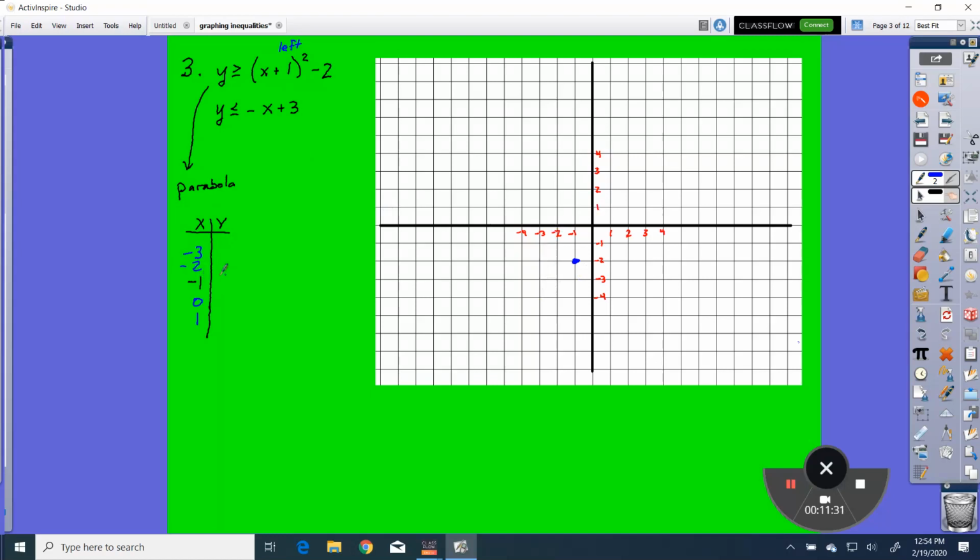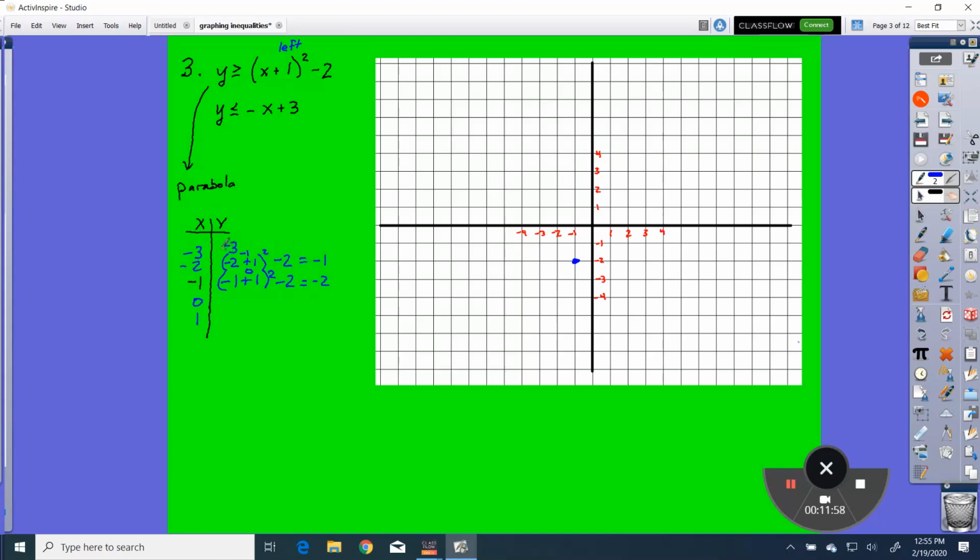So when I plug -1 in for x, -1 plus 1 squared minus 2. 0 is what -1 plus 1 is. 0 squared is 0, minus 2 is -2. Now I plug -2 in there. -2 plus 1 is -1. Squared is 1. Minus 2 is -1.